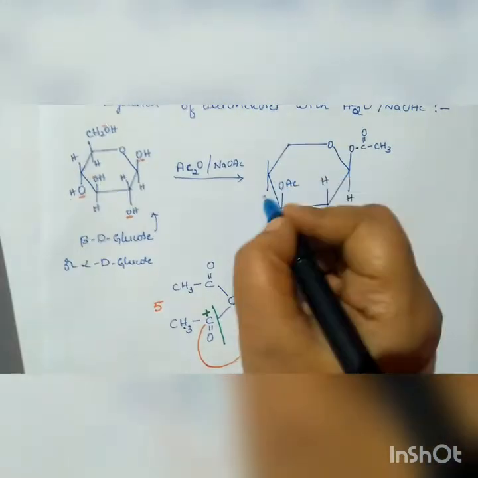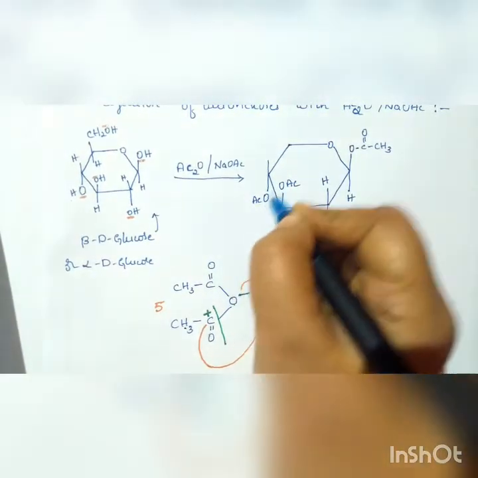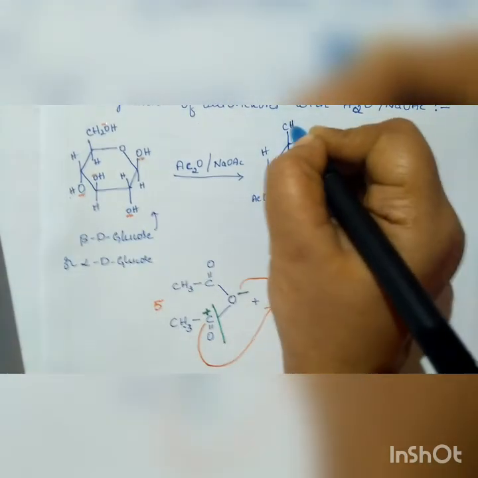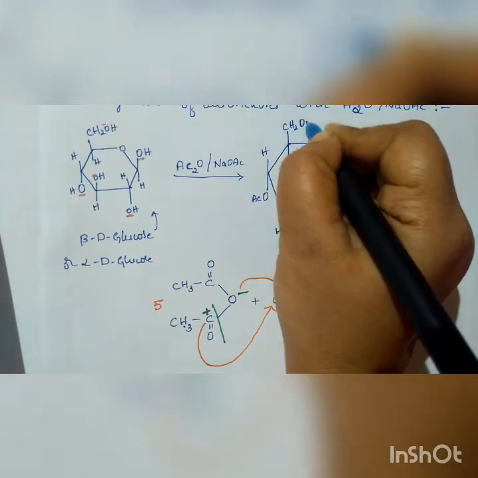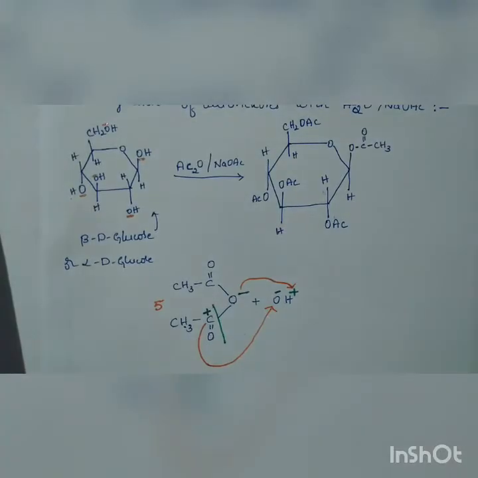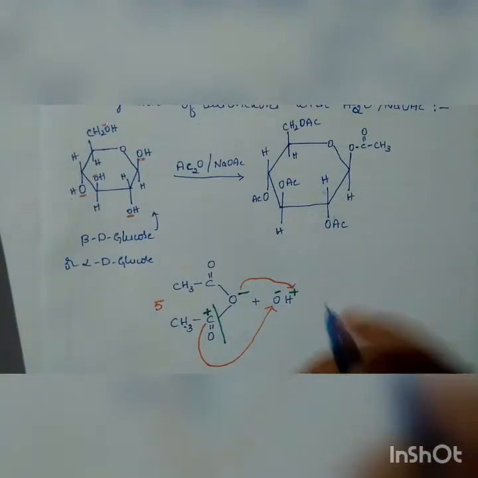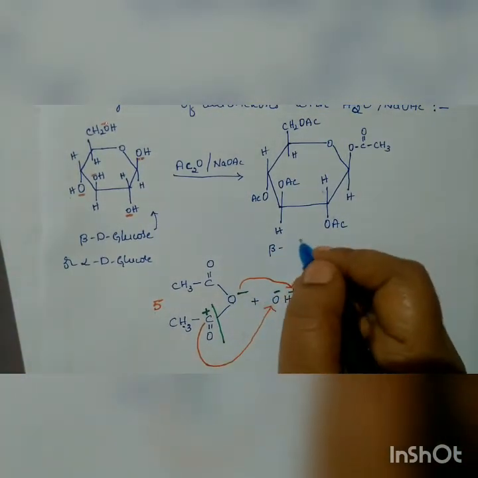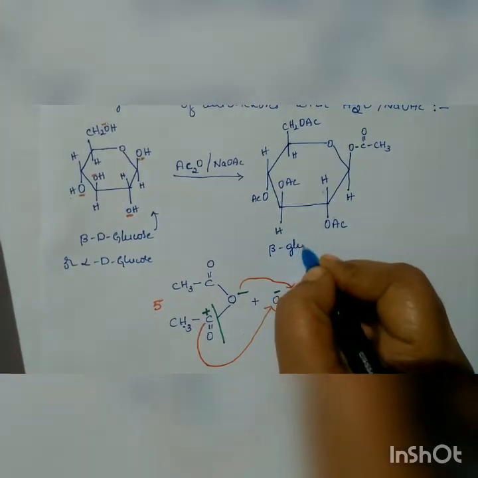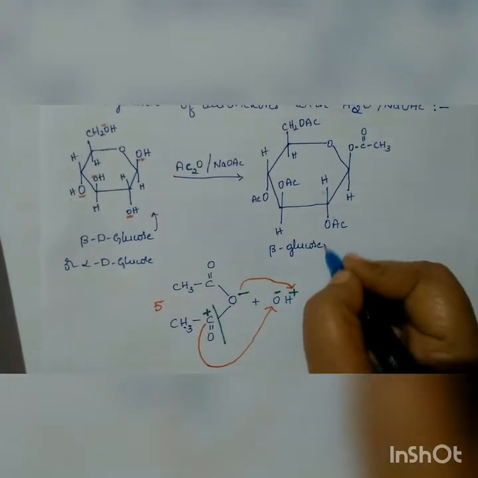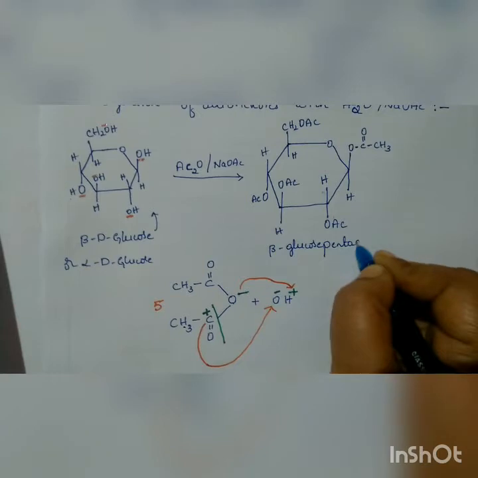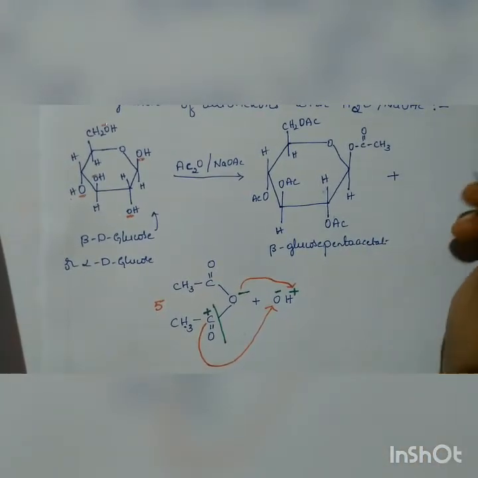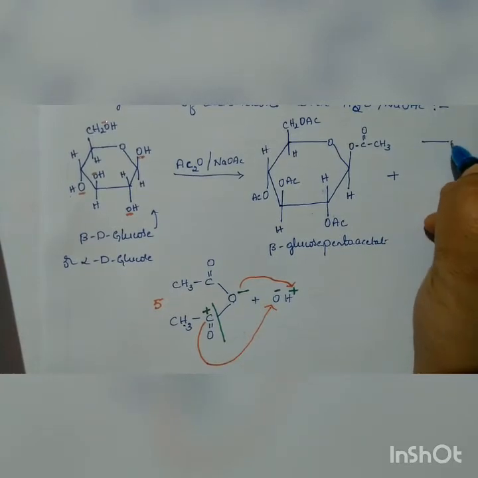So here in this carbon, it is OAc H. Here again, it is CH2OAc. Okay, so this is the product we got. It is beta glucose pentaacetate. Likewise, we'll get one more compound.